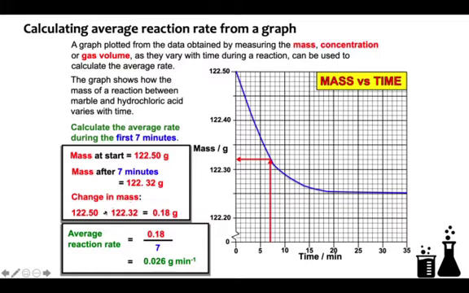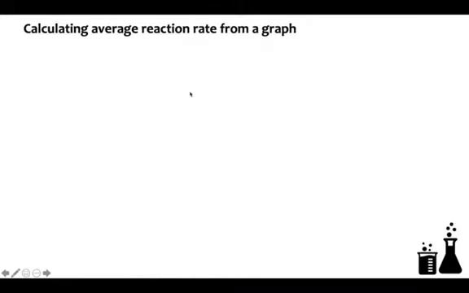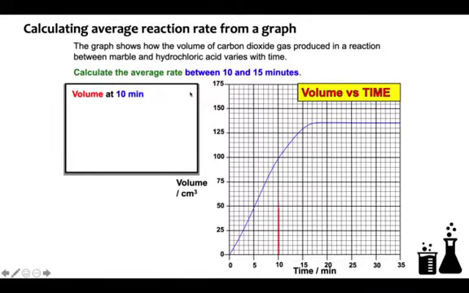We're saying change in mass. So the change in the mass from the start up until 7 minutes was 0.18 grams. Then you just divide that by 7, and the units are grams per minute, and that's it. That's you got your average rate over the first 7 minutes. Okay, and I have another example here.